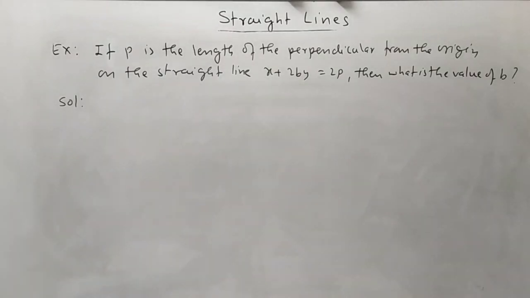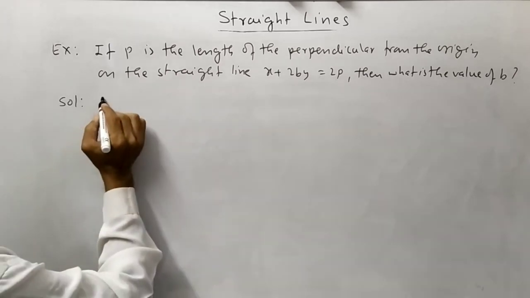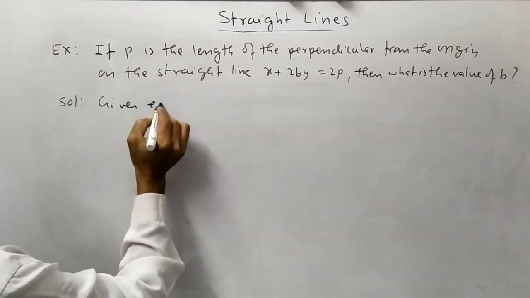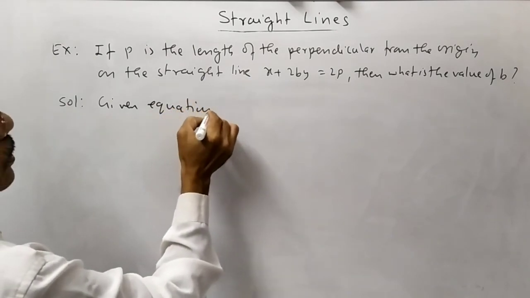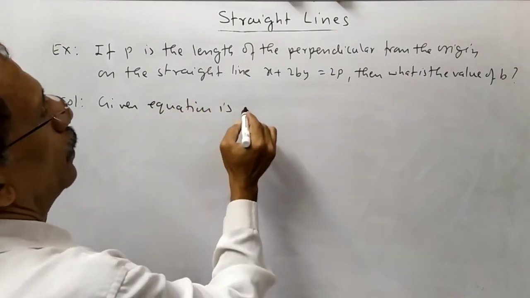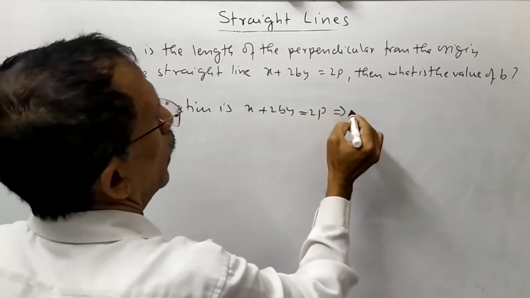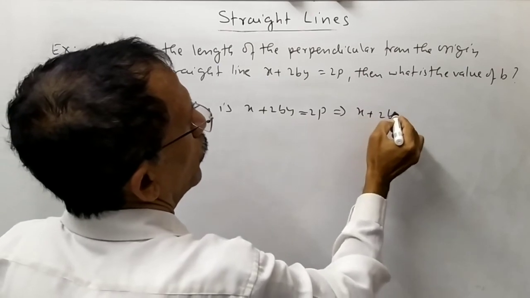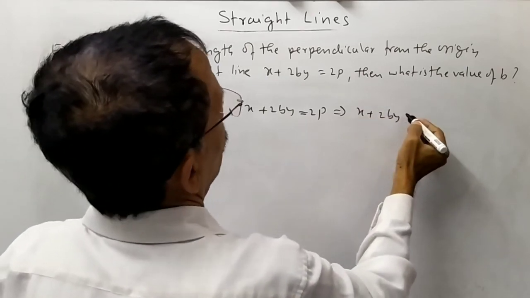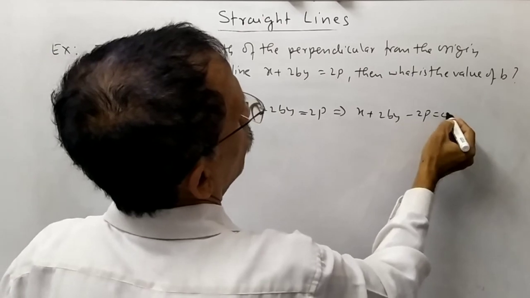Next question. If P is the length of the perpendicular from the origin on the straight line x plus 2by is equal to 2p, then what is the value of b? Solution. Given equation is x plus 2by is equal to 2p. This implies x plus 2by minus 2p is equal to 0.